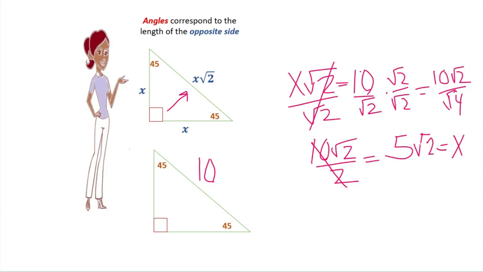Now that we have our x, we can fill in our sides. So this will be 5 square root 2, and this will also be 5 square root 2. So that's how you can determine the sides of a right triangle if they have a 45-45-90 degree set of angles.